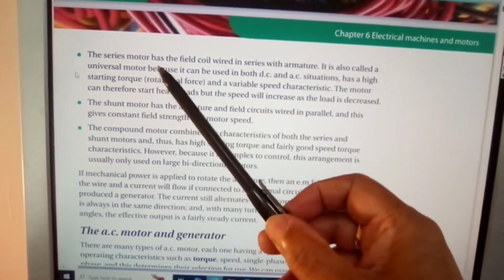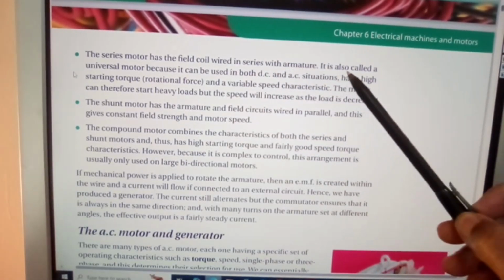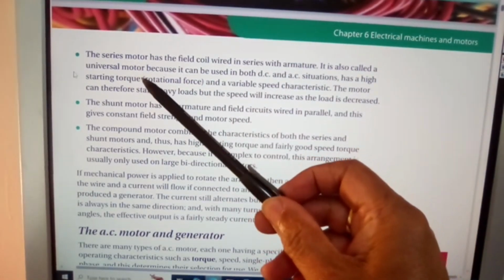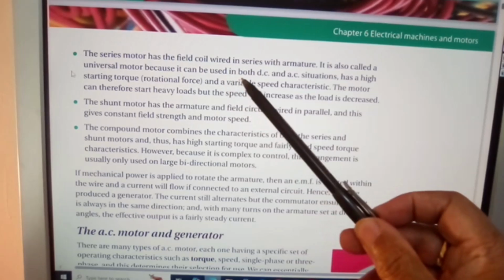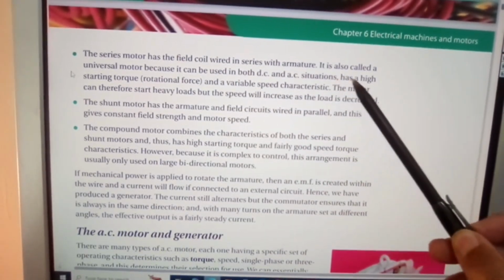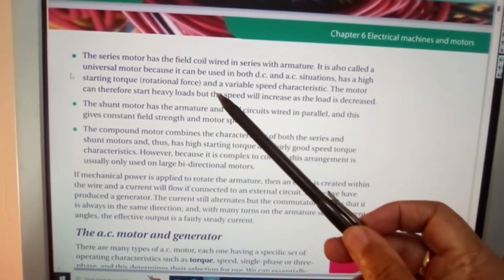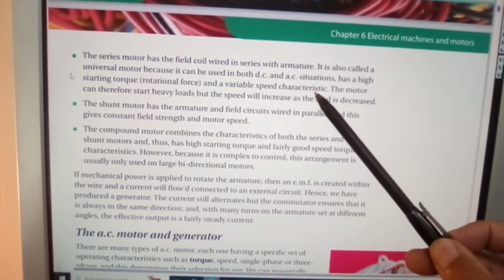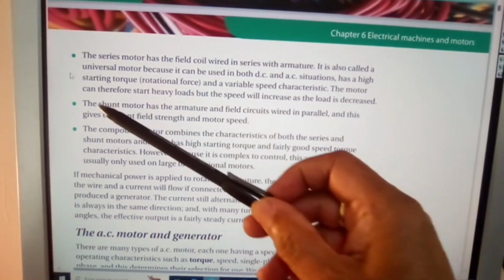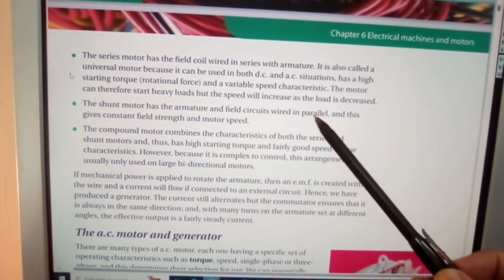Now the series motor has the field coil wired in series with the armature. It is also called a universal motor because it can be used in both DC and AC situations. It has a high starting torque, rotational force, and a variable speed characteristic. The motor can therefore start heavy loads, but the speed will increase as the load is decreased.